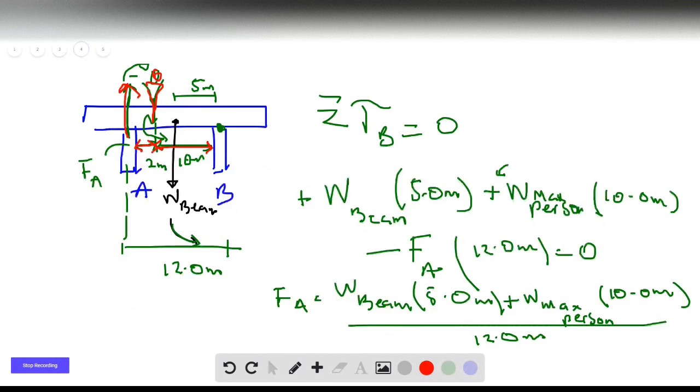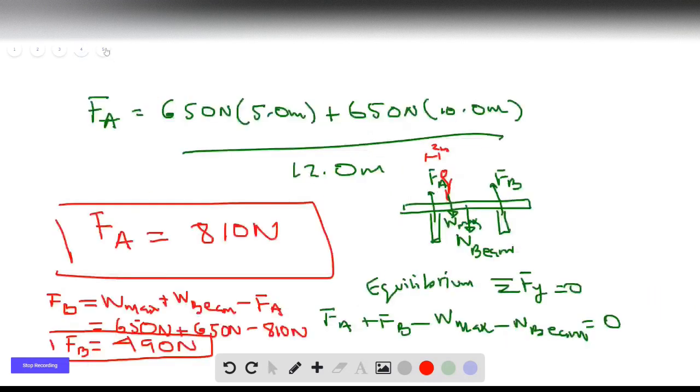And then we move the person so that they're 2 meters from A, and we use the sum of torques being 0. The torque due to the beam is positive because it's counterclockwise. The torque due to the person is also positive because it's counterclockwise. The torque due to A will be clockwise, so that's negative. And then we simplify for A. In the next page, we end up solving for A to be 810 newtons.